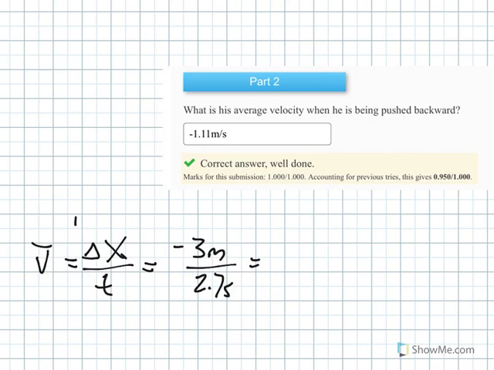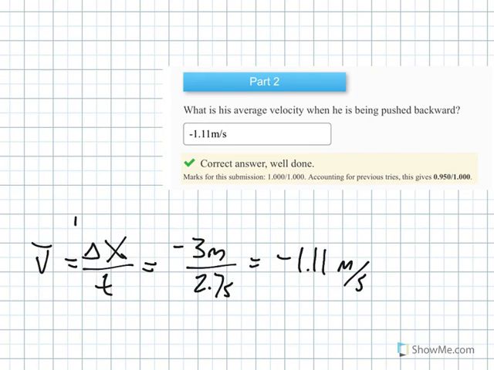Okay, so once again, you get your calculator and you do negative 3 divided by 2.7. And that gives you negative 1.11 meters per second. All right, and then you type your answer in there, and yay, another little green check mark, okay? Well done.